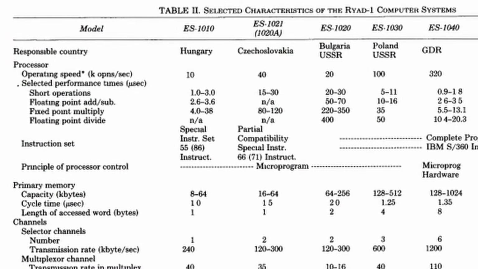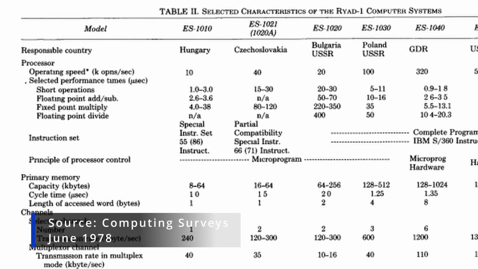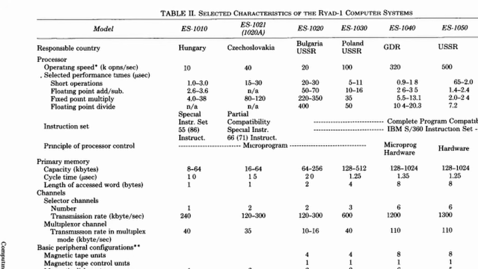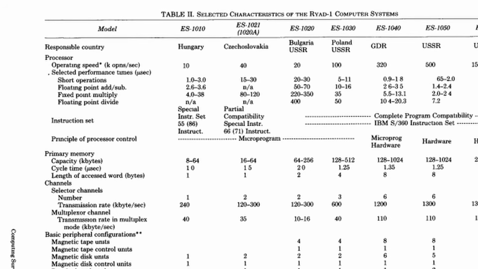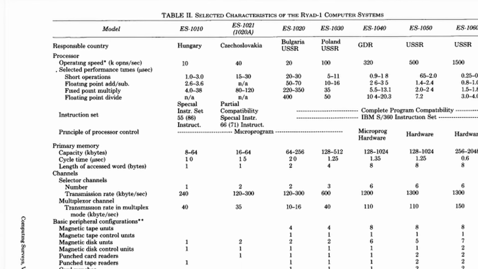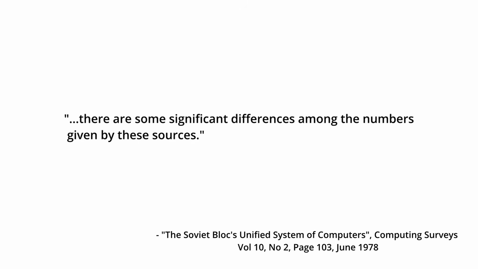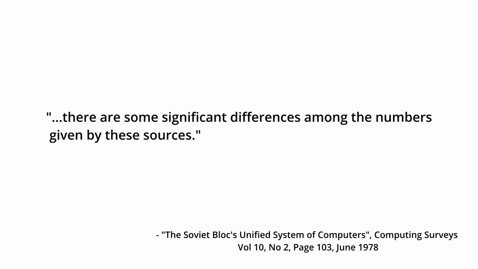This chart shows the main RYAD systems, the countries that made them, and the primary characteristics and peripherals of each. Keep in mind that there is significant disagreement about how accurate these numbers are. The note at the bottom of this report says that these figures were derived from multiple, presumably Soviet sources, and that there are some significant differences among the numbers given by these sources.